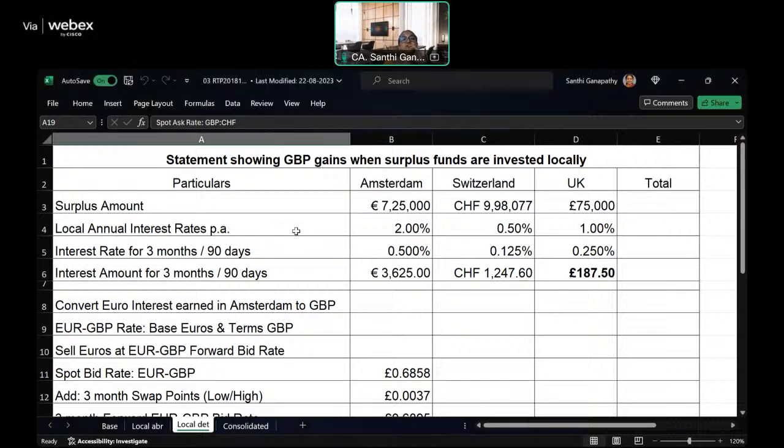The local annual interest rates we have, but we are looking at a period of 3 months. Now this 90 days, 3 months and all, we can just take it as 3 months. What is the interest amount? This is what you have got locally. Is this clear?